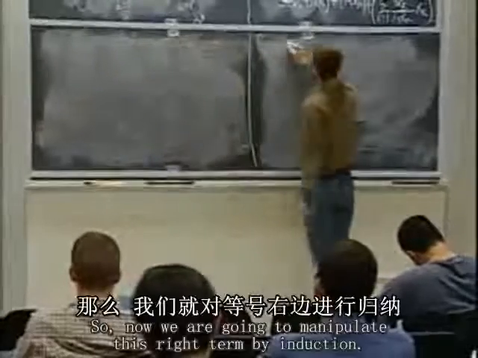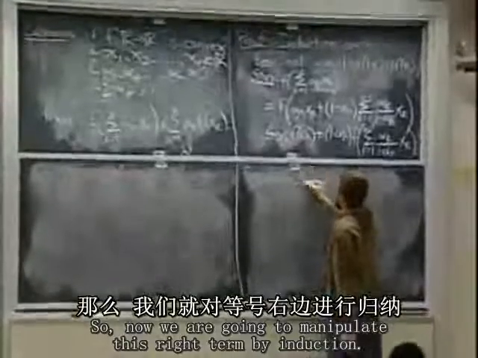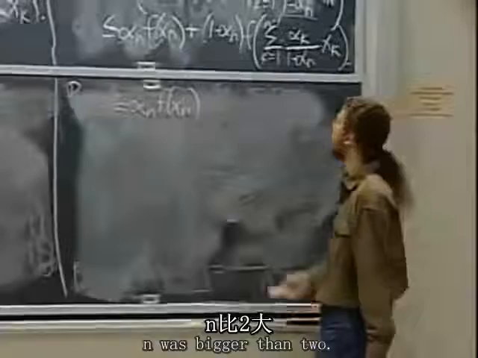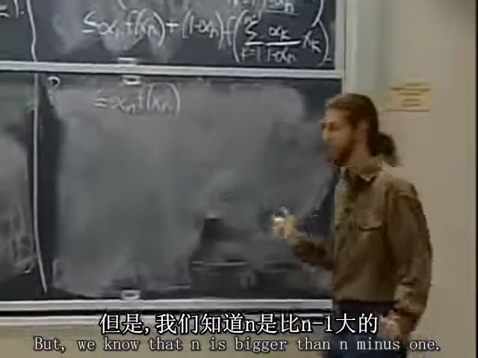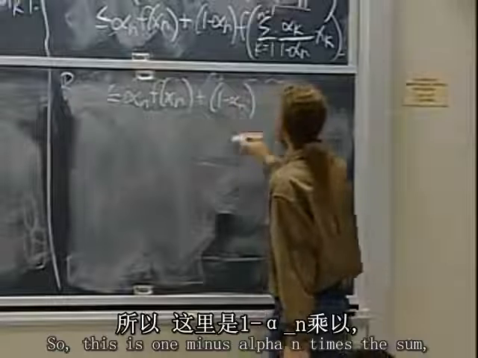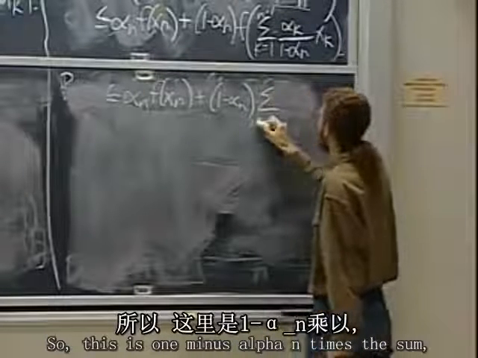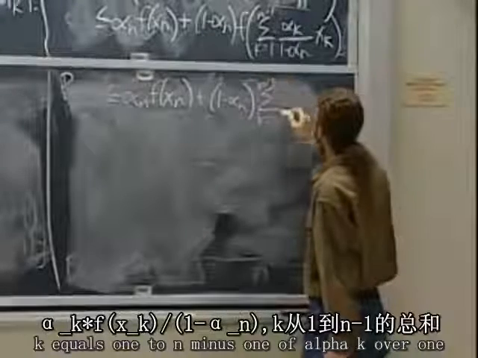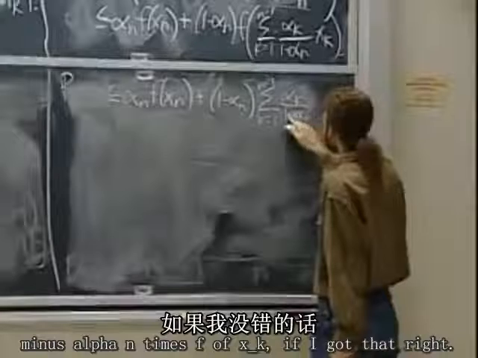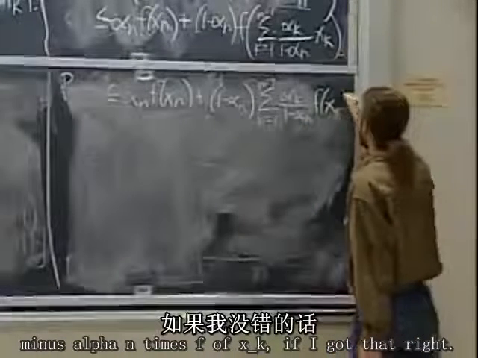So now we're going to manipulate this right term by induction. Before, we didn't necessarily know that n was bigger than 2. But we know that n is bigger than n minus 1. That much I can be sure of. So this is 1 minus alpha n times the sum, k equals 1 to n minus 1, of alpha k over 1 minus alpha n times f of xk. If I got that right.